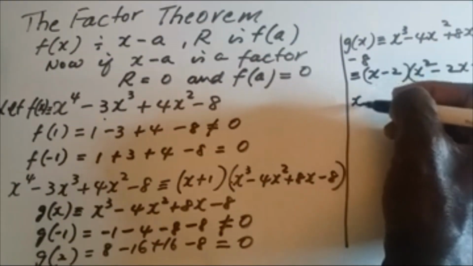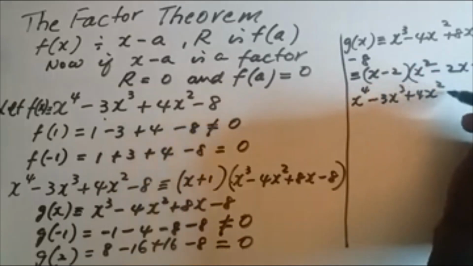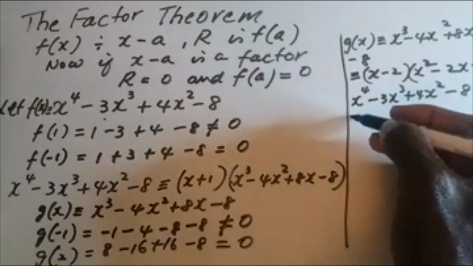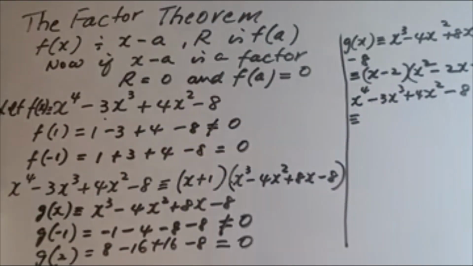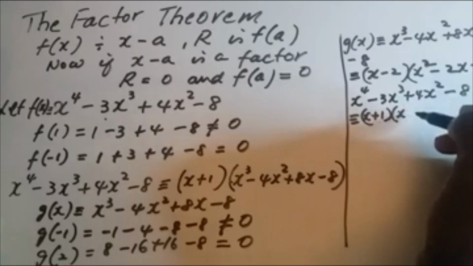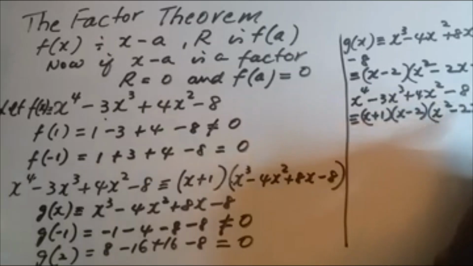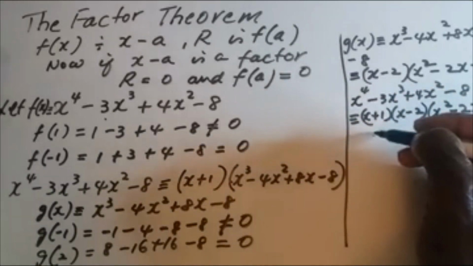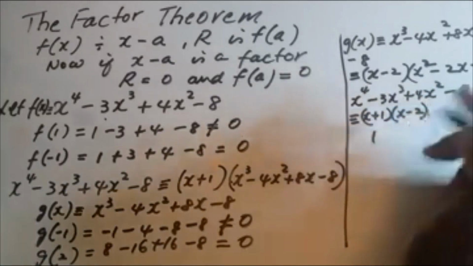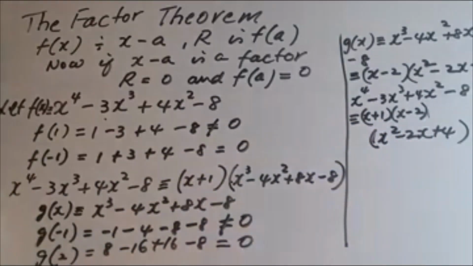so x to the 4th minus 3x cubed add 4x squared minus 8 is equivalent to our first factor, which is x add 1, second x minus 2, and the quadratic x squared minus 2x, add, let's rewrite that here, x squared minus 2x, add 4. So that brings us to the end.